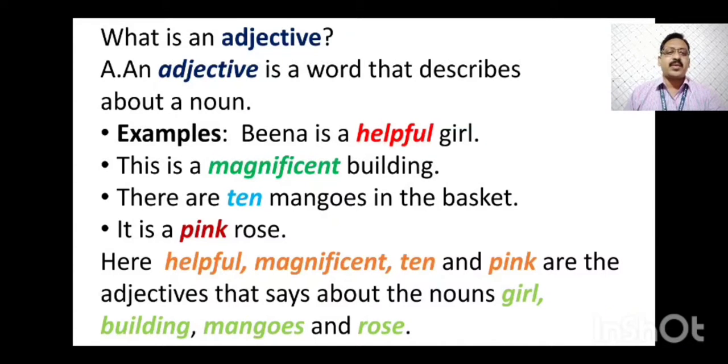It is a pink rose. Here rose is the noun. We are describing the color of the rose, so it is also an adjective. That's why pink is the color which comes as the adjective to describe the noun rose. So here helpful, magnificent, 10, pink are the adjectives that say about the nouns girl, building, mangoes and rose. So in these sentences we have seen that all the words that describe a noun are said to be adjectives.